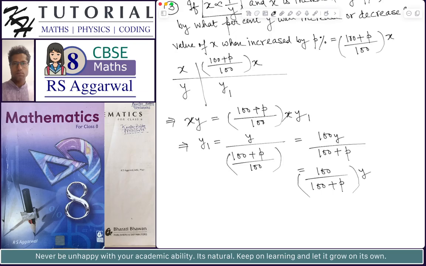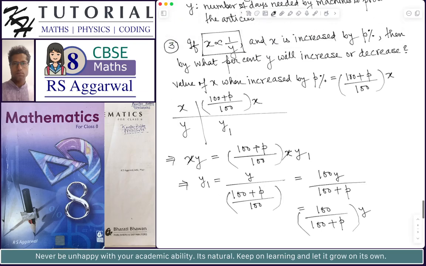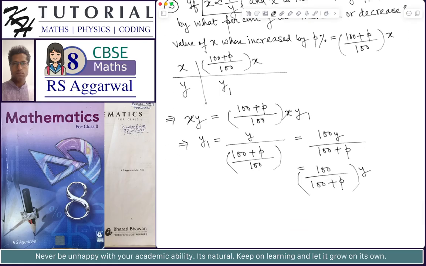Now first thing, the question has asked by what percent y will increase or decrease. Now since x and y are inversely proportional to each other, if you increase x, definitely y will decrease. So definitely we have to find the percentage by which y is decreasing. So the new value y1 is this.